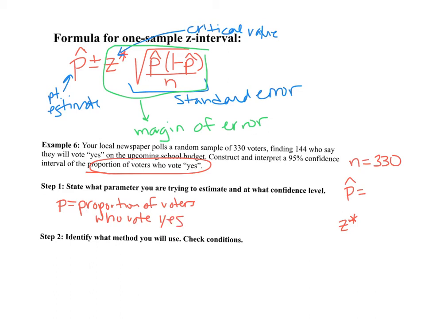And we're going to be using 95% confidence, which they specifically told you up there. If they do not tell you a confidence level, sometimes that happens, I would say the rule of thumb is to use 95, but make sure you say that you're going to use 95. So since our parameter is the proportion who vote yes in the population, the p hat is going to be the proportion who vote yes in the sample. So that's going to be 144 over 330, which as a decimal is approximately 0.436.